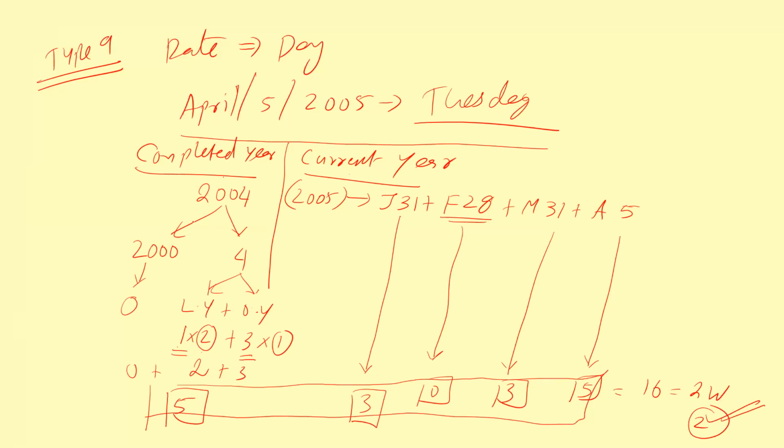Very simple: completed year, current year, and find the odd days for each. That's it. So this is all about calendars.